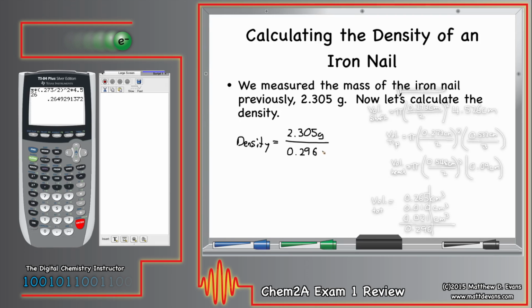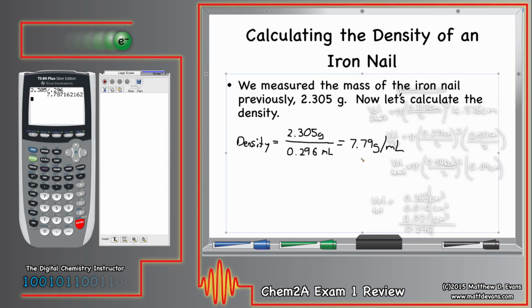So cubic centimeter is the same thing as a milliliter, so we're just going to go ahead and say milliliter. And that's typical what density units are in. So on the calculator, once again, I'm going to go to my calculator, clear this, and then 2.305 divided by 0.296. Okay, so that is about the density of iron, so that's good. So with sig figs in mind, we've got 3 sig figs to work with, so 7.9 grams per milliliter.